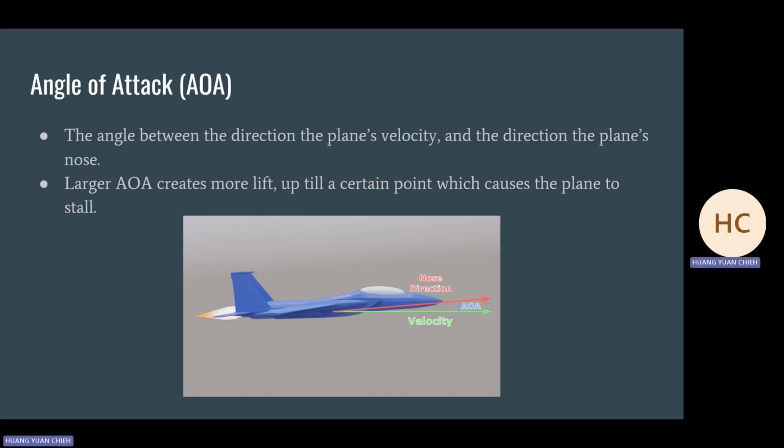The amount of lift force generated depends on the angle of attack, or AOA. AOA is the angle between the direction where the plane's velocity is pointing and the direction where the plane's nose is pointing. A larger AOA will generate more lift up to a certain point where it will enter the stall region, which causes the plane to drop.